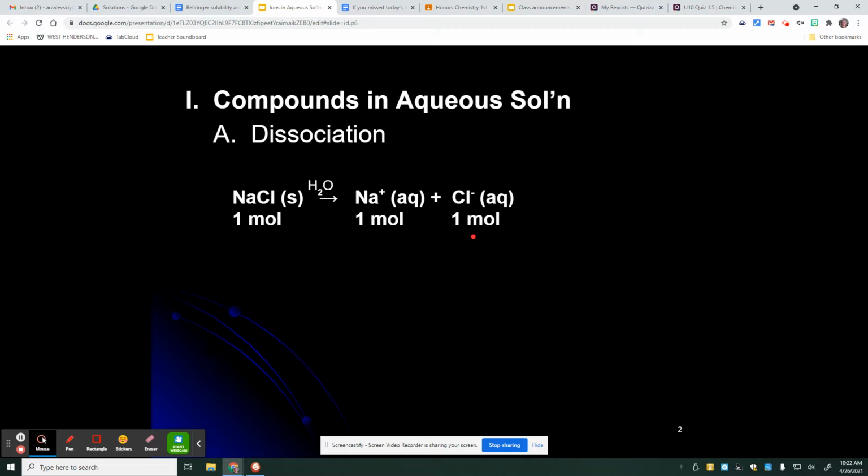Now this becomes important as we talk more about colligative properties. And these properties are things that we're not going to go into too much detail here in this class, but they are properties that you will run into in your everyday life. And they are dependent on how many solute pieces there are. So that's the reason for this part here.